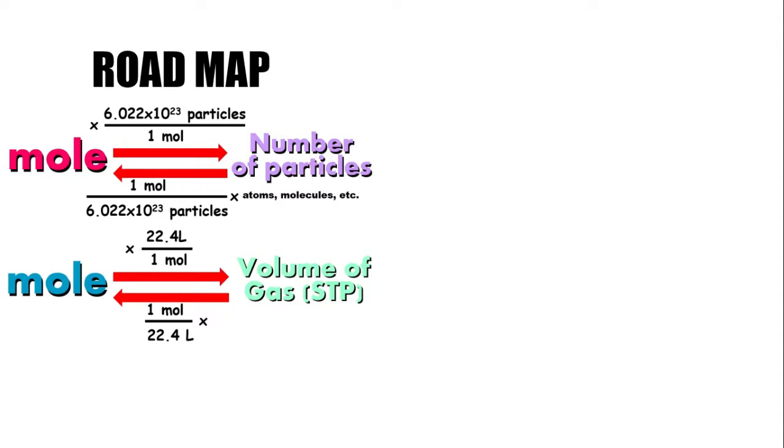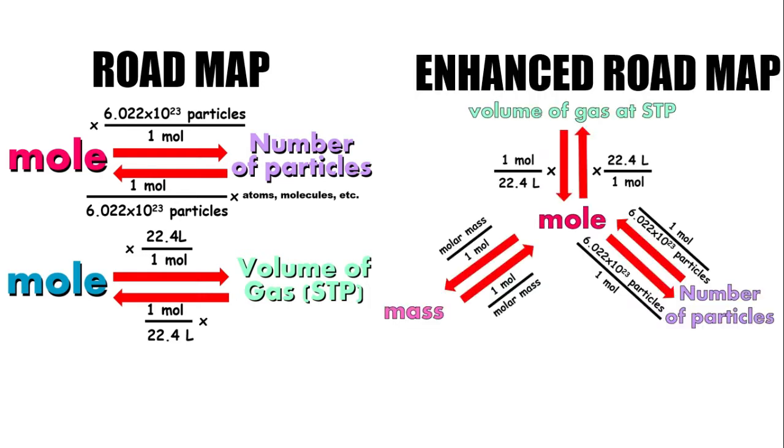So we have the mole to the number of particles and vice versa. Then we were also able to make an enhanced version of this roadmap where you can go from any unit to anywhere. For example, you're given the mass, then you want to get the number of particles. You just have to follow a certain pathway. So the plan will be mass to mole to number of particles. Here we're going to use it again, but in another form.